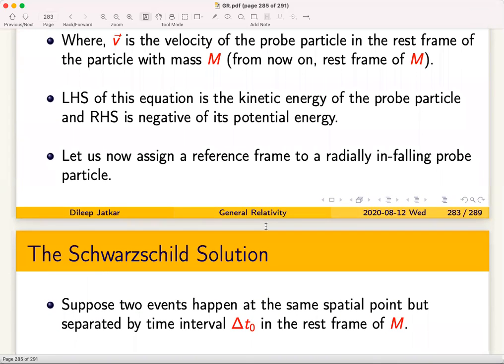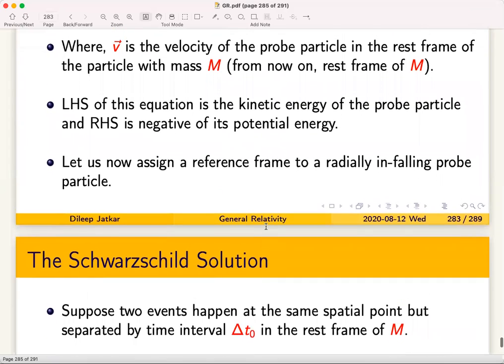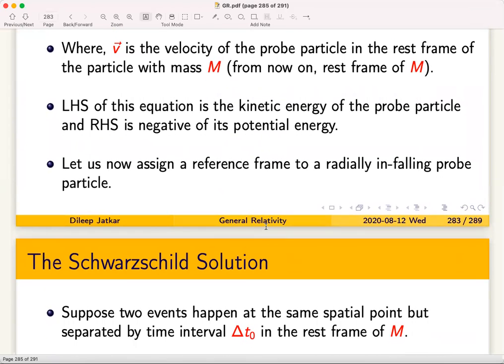Now we will do special relativity. Suppose we are looking at two events which are happening at the same spatial point, but they are separated by a time interval delta t0 in the frame of m. So in the frame of m, we are using x0, t0 kind of coordinates, and they are occurring at the same spatial point in the frame of m, but they are separated by time interval delta t0.